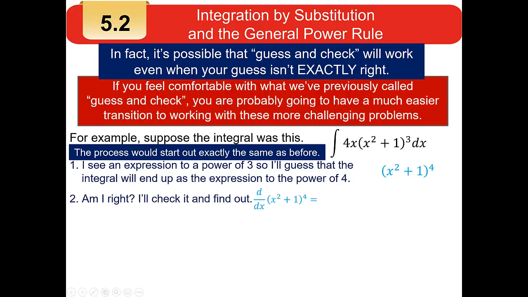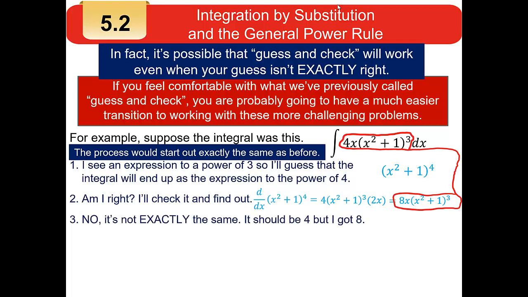Again, this is an exact repeat of what we just did. Take the derivative of the quantity x squared plus 1 raised to the fourth power. That'll be 4 times the quantity x squared plus 1 to the third times the derivative of the inside, which is 2x. 2x times 4 is 8, so you get 8x times the quantity x squared plus 1 cubed. That's exactly what we did before. But this time, when I'm looking back and checking, I'm not quite right. I wanted to get a 4x where I got an 8x. Everything else is fine.